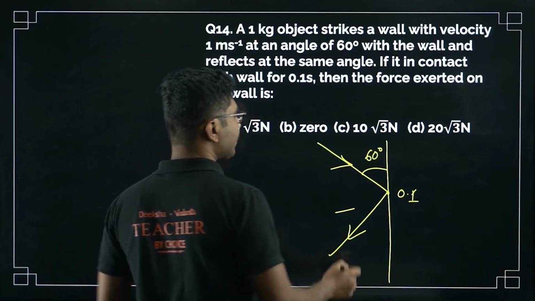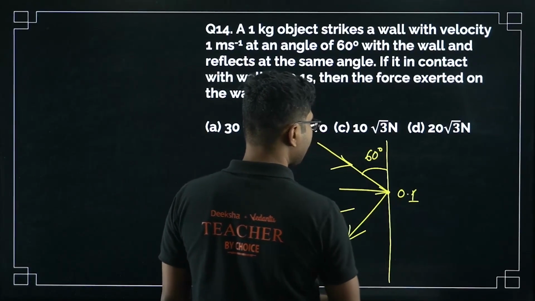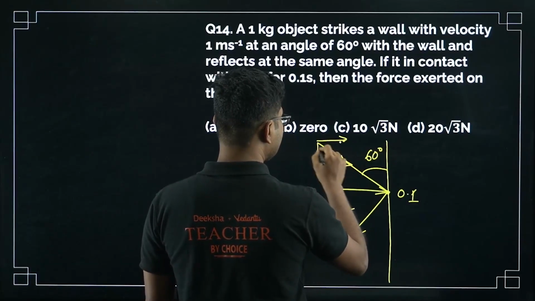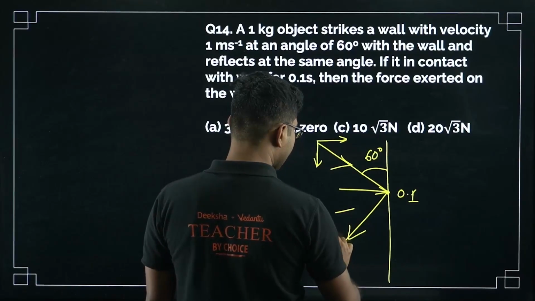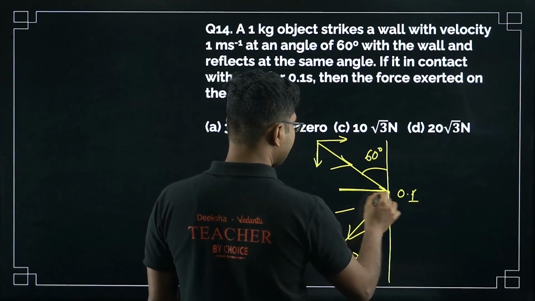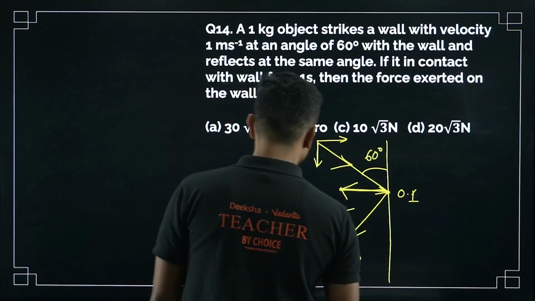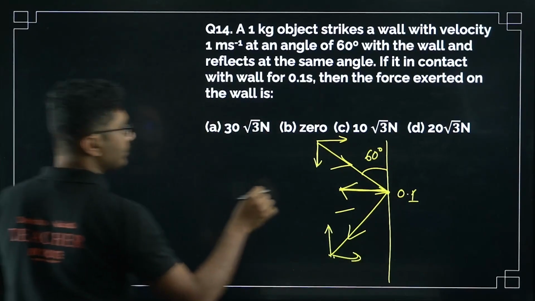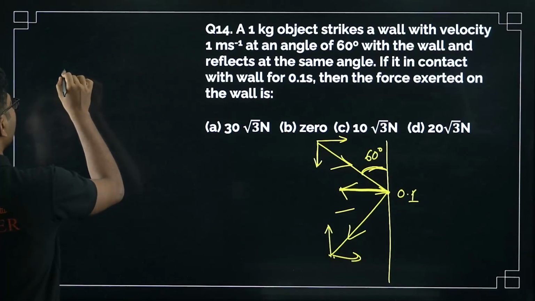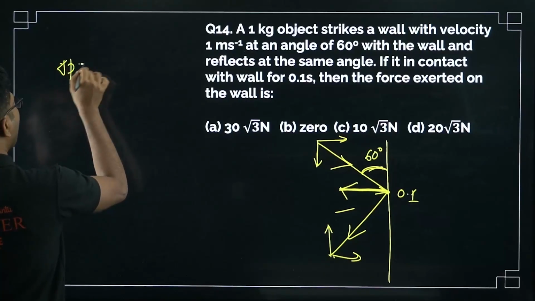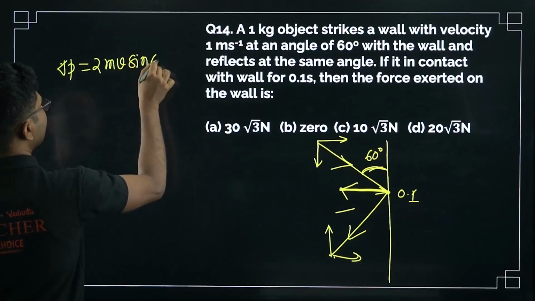First of all, you have to find the change in momentum. Momentum initially was in this direction. These components will cancel because they are in the opposite direction. Final momentum will be in this direction. The change in momentum will be, if you see, this is theta, so this component will be the sine theta component. So the change in momentum will be 2 mv sine 60.